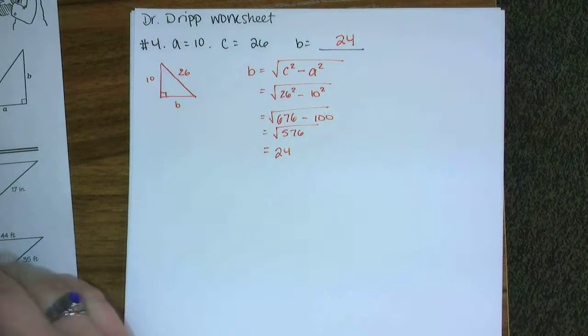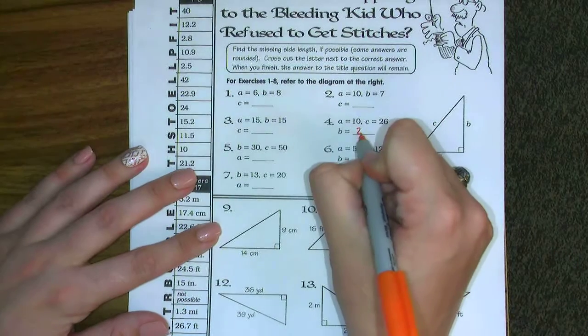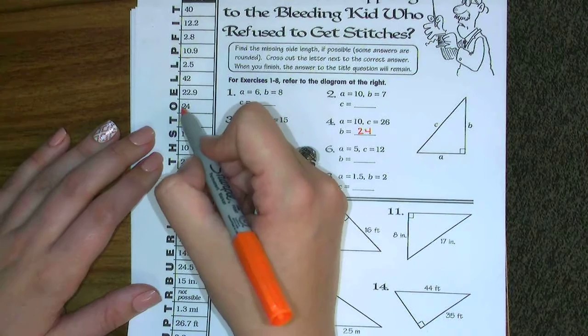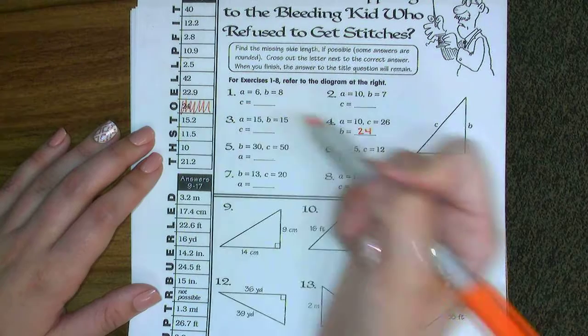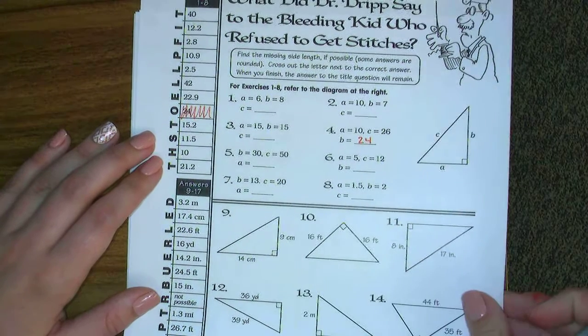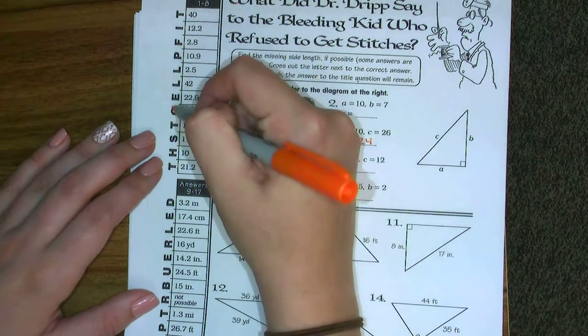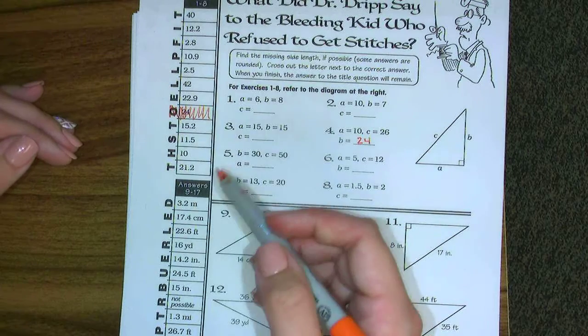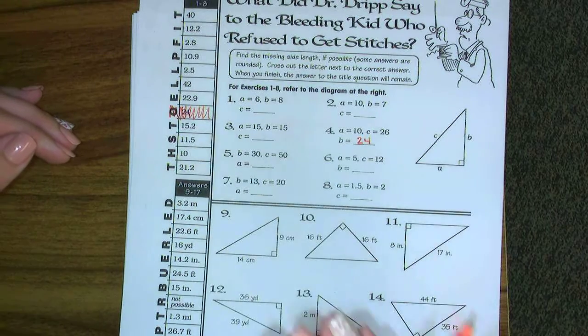And then we're going to come over to our worksheet. We're going to write in 24 for B. And then over here, we find 24 and we cross it out. Okay, we get rid of it. And actually cross through the letter too, because that letter is gone and it's the letters that are left over that will give us what we're looking for.